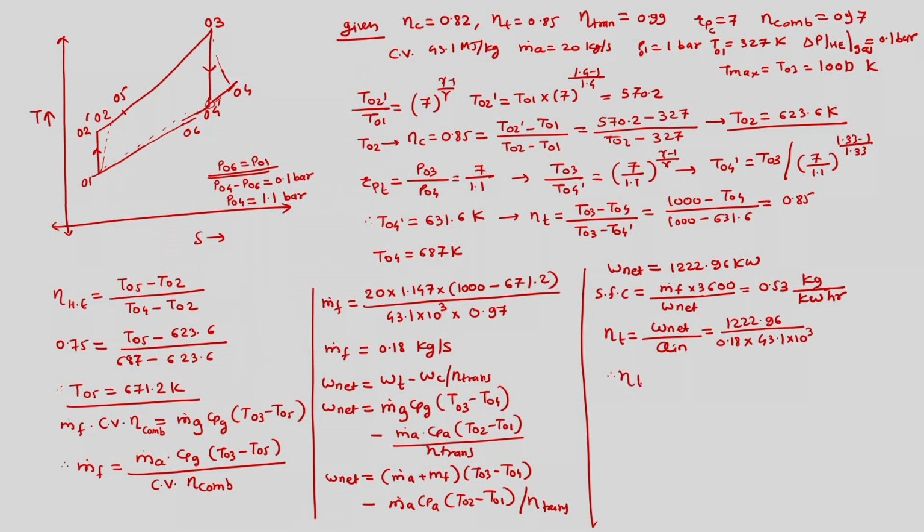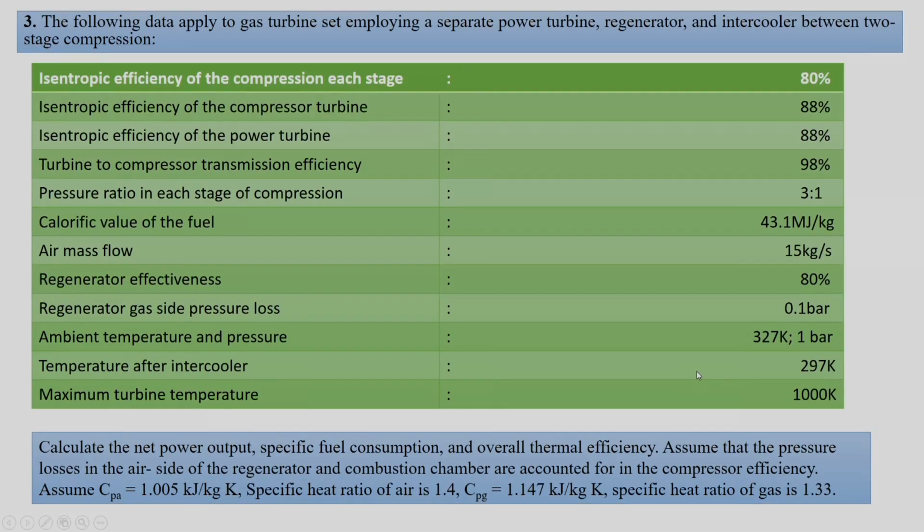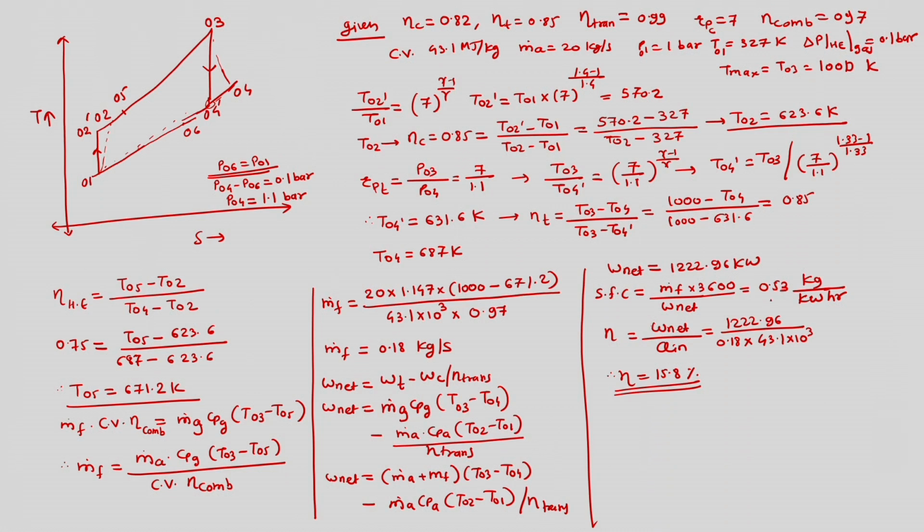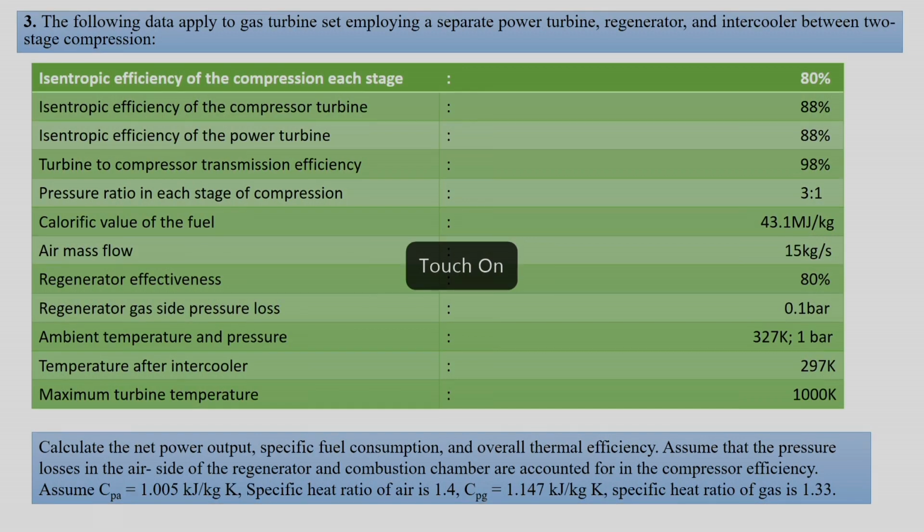So, we have cycle efficiency or thermal efficiency of cycle as 15.8%. So, this is the solution for cycle efficiency, specific fuel consumption and net work output. This is the solution for the example for net work output, specific fuel consumption and cycle efficiency if we have a regenerator, but now we are told to work out without regenerator.